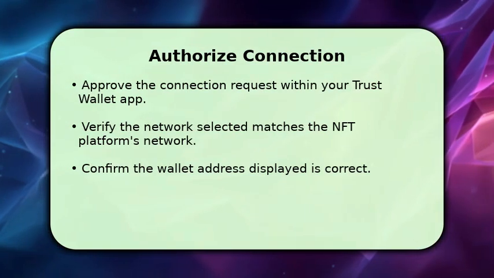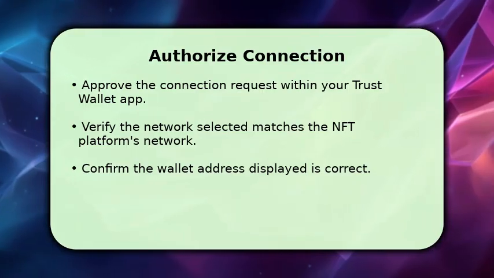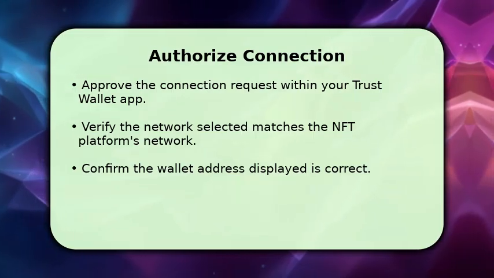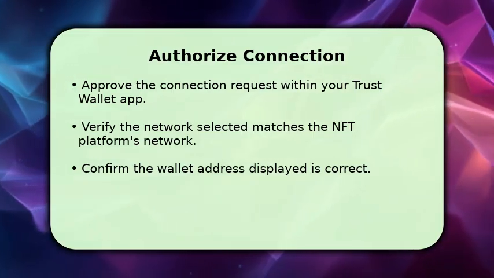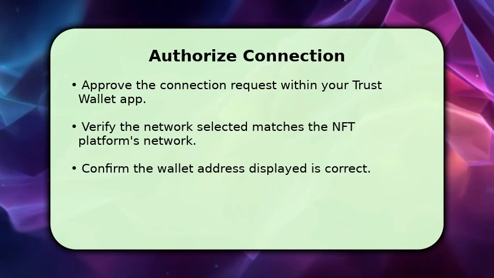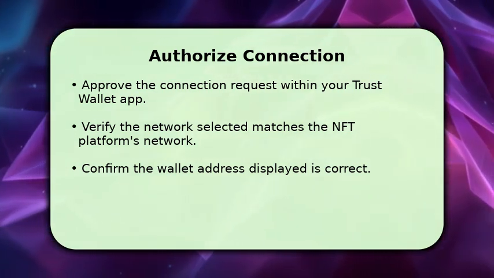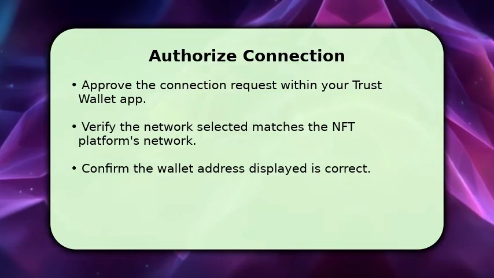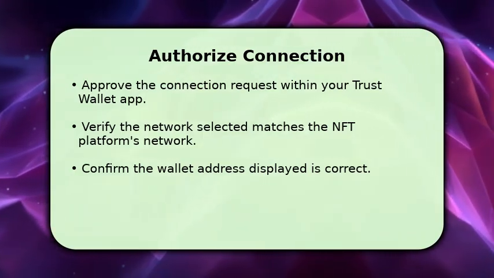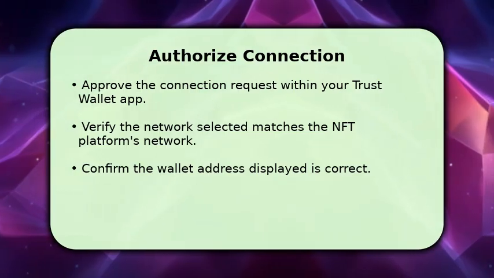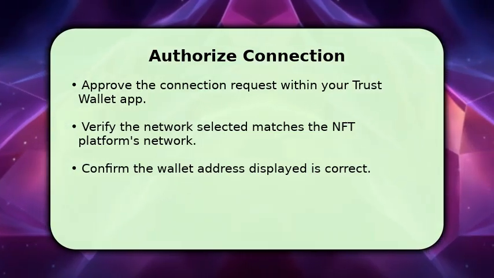Once you've selected Trust Wallet, a notification will appear on your phone, asking for authorization. Open your Trust Wallet app and carefully review the connection details. Ensure the network displayed matches the Treasure NFT platform's network, like Polygon or Binance Smart Chain. Confirm the wallet address is yours before tapping Approve to finalize the secure link. This step is vital for protecting your assets.